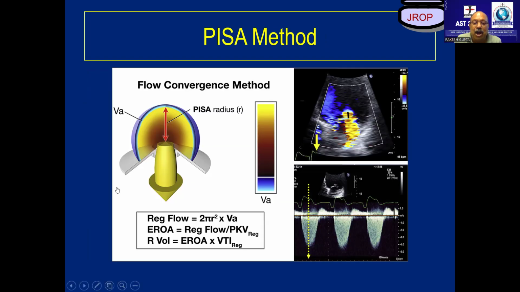But the problem is, how many calculations are there? One is radius, second is velocity of aliasing, and third is the MR jet. So we have a chance of having a wrong calculation at 3 different points.